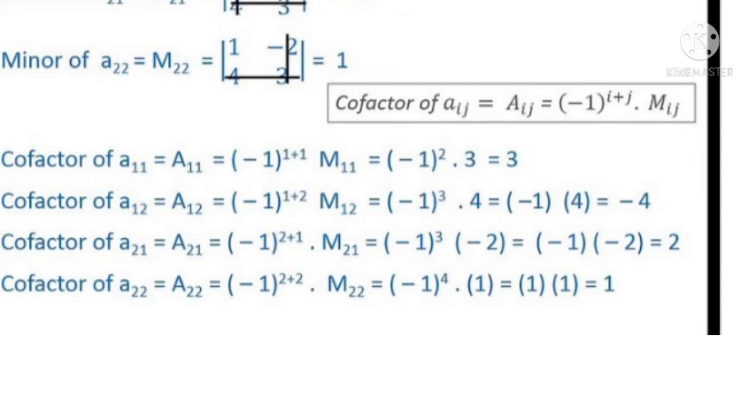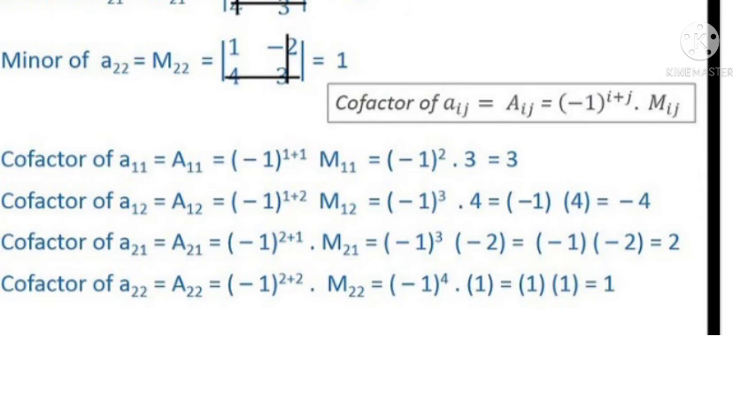The first cofactor is of element A11. Cofactor of A11 is obtained by minus 1 raised to 1 plus 1 into the minor of the element A11. That is minus 1 raised to 1 plus 1 into capital M11. Here the minor is already obtained. Minor is 3. So minus 1 whole square into 3 is 3. So the cofactor of the first element, capital A11, gives 3.